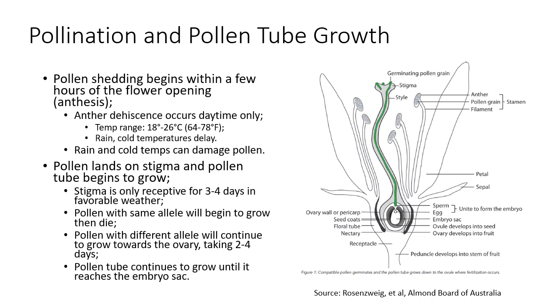The stigma is only receptive for 3 to 4 days within favorable weather. Hot or cold temperatures can damage the stigma, reducing receptivity. Pollen grains on the stigma will stick due to a sticky substance produced by the stigma. After a few hours, the pollen grain will germinate and begin to grow through the style. If containing the same S allele as the style, the pollen grain will die. If differing alleles, the pollen tube begins the race to the ovary. It will take 2 to 4 days for the pollen tube to reach the ovary, ending its journey at the embryo sac.